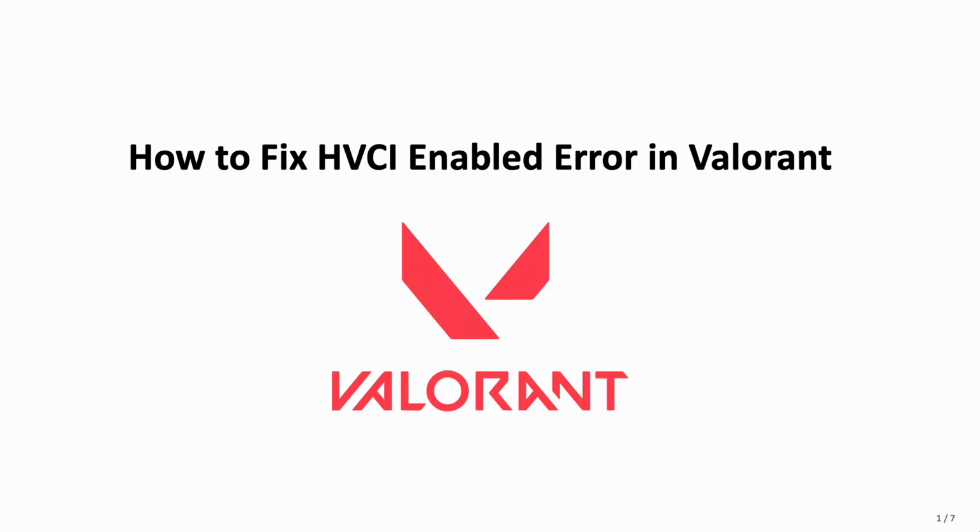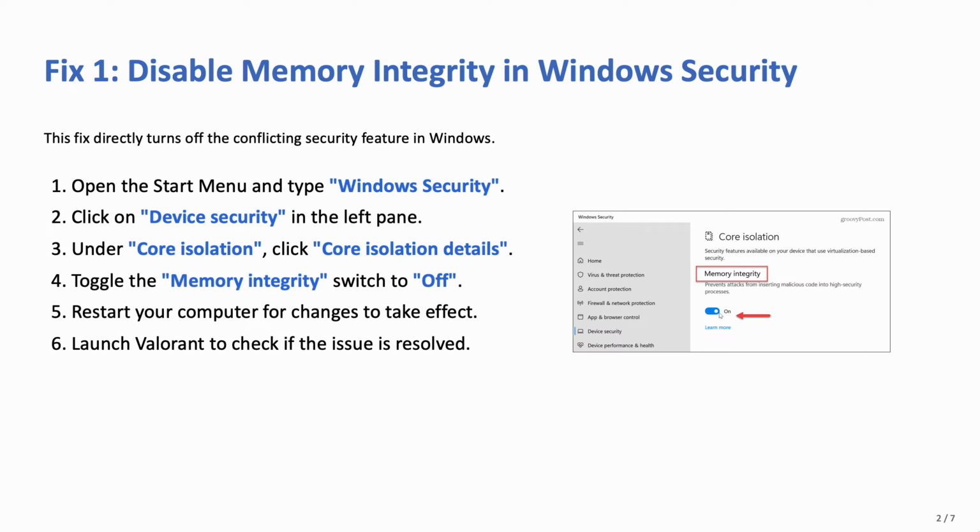Channel again. So guys, in this video we will see how to fix the HVCI enabled error in Valorant. The first fix is to disable memory integrity in Windows Security. This fix directly turns off the conflicting security feature in Windows.